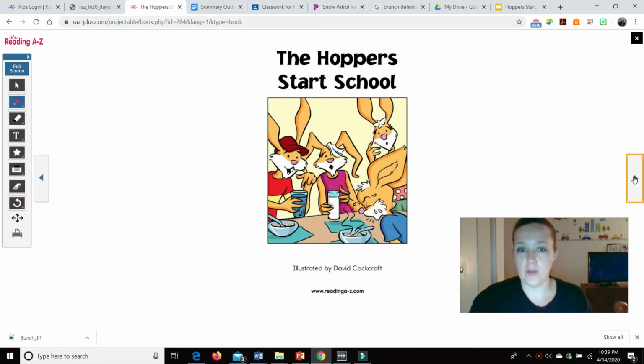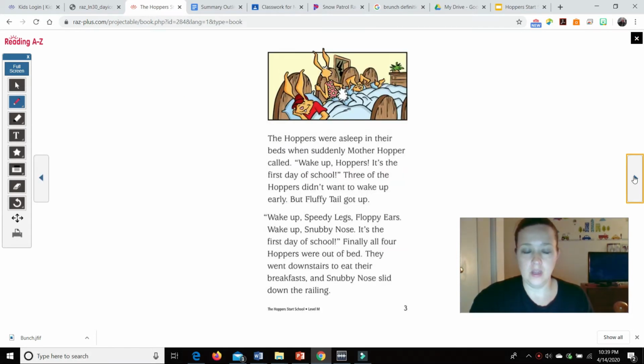So I've got The Hoppers Start School. Very first page, the Hoppers were asleep in their beds when suddenly Mother Hopper called, "Wake up, Hoppers, it's the first day of school." 3 of the Hoppers didn't want to wake up early, but Fluffy Tail got up. "Wake up, Speedy Legs, Floppy Ears, wake up, Snubby Nose, it's the first day of school." Finally, all 4 Hoppers were out of bed. They went downstairs to eat their breakfast, and Snubby Nose slid down the railing.